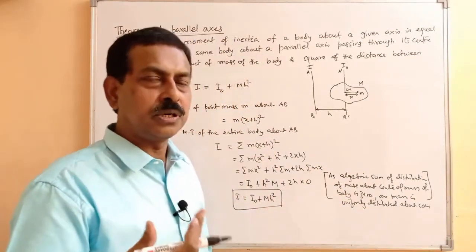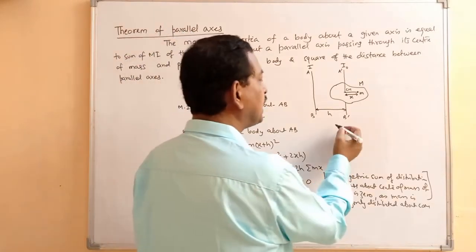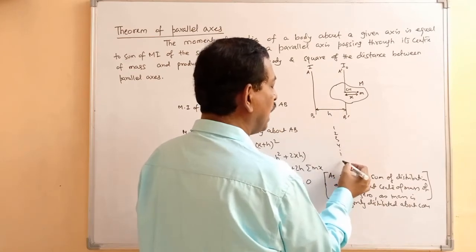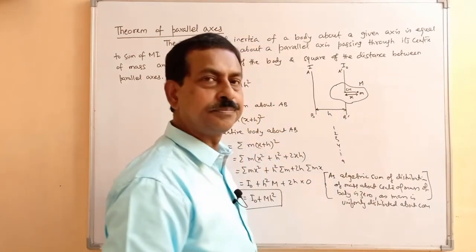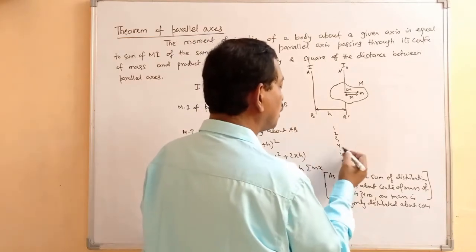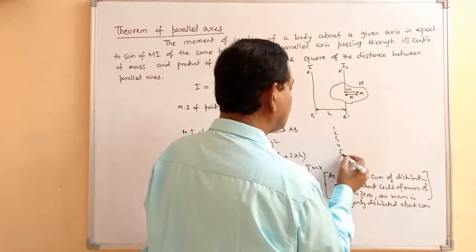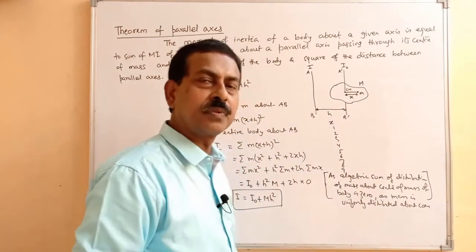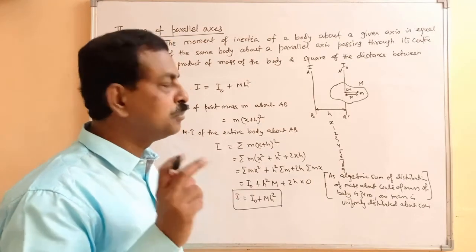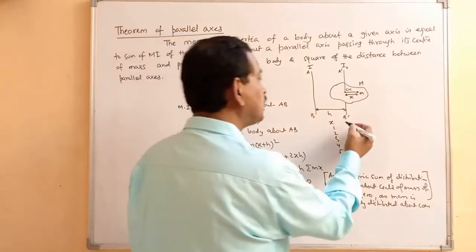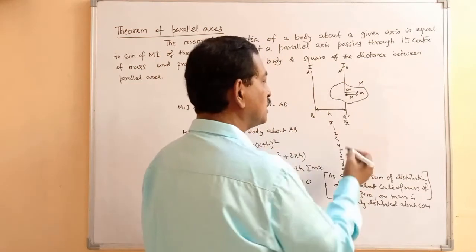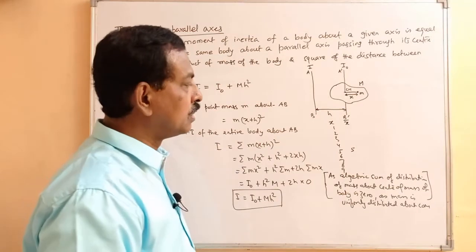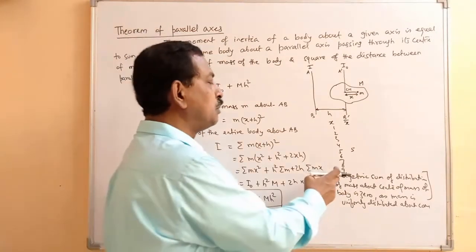In other terms, suppose we take the numbers 1, 2, 3, 4, 5, 6, 7, 8, 9. This is your x. If you consider the mean value, how much will be the mean of this distribution? It will be 5.